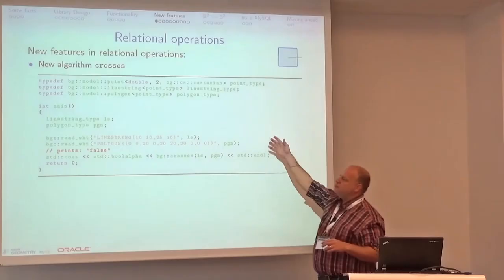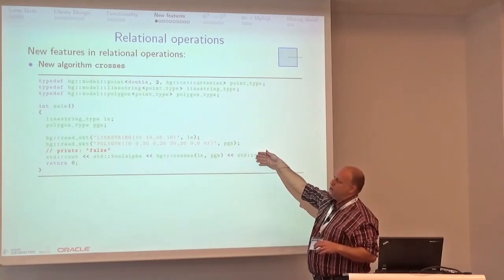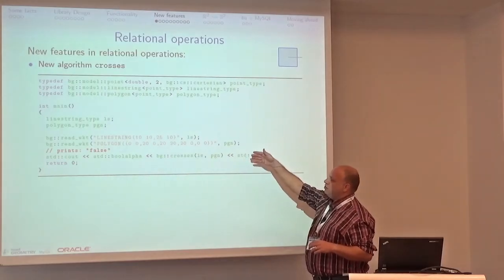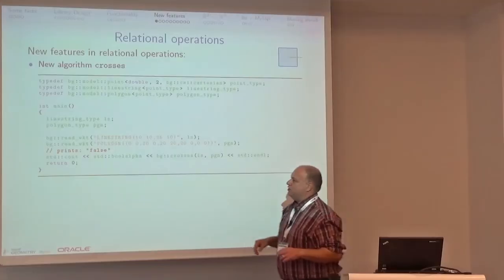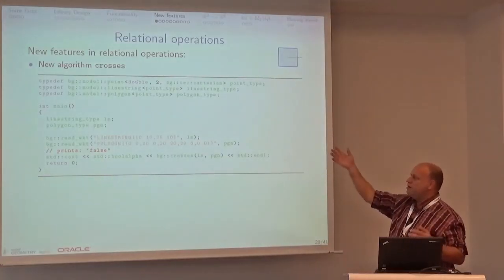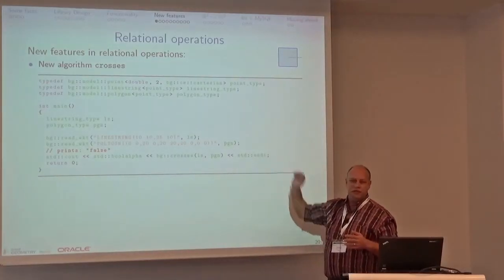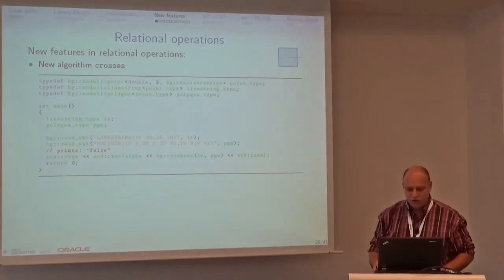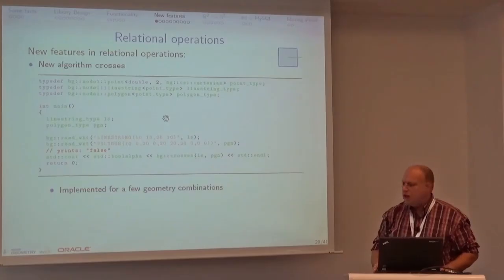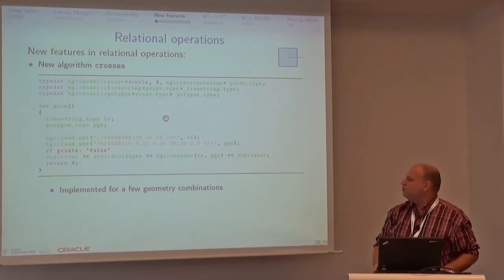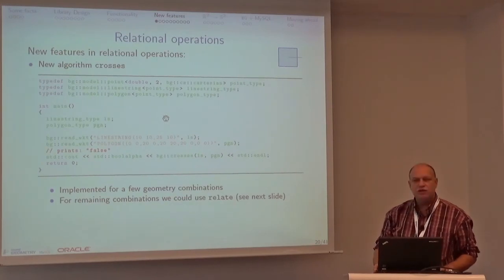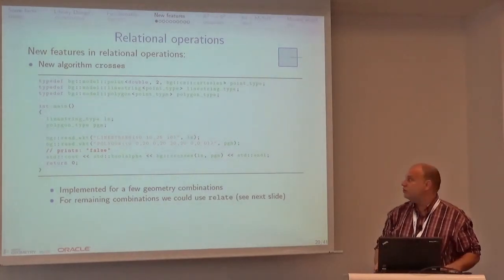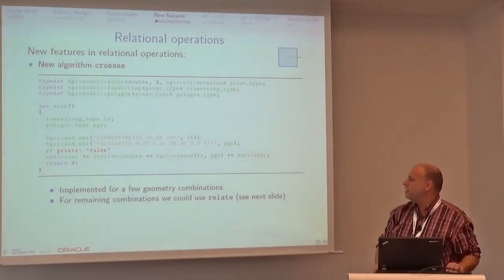And this is an example piece of code where you would actually call this free algorithm with this specific input, and get back the answer. So this is how I would write code using Boost.Geometry. It's implemented for a few geometry combinations, not all of them. We still have some work to do. But for the remaining combinations, you can use a more general functionality, which is called relate. I'm going to talk about it in the next slide.